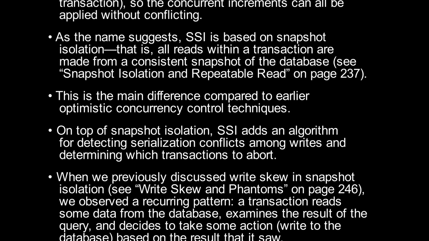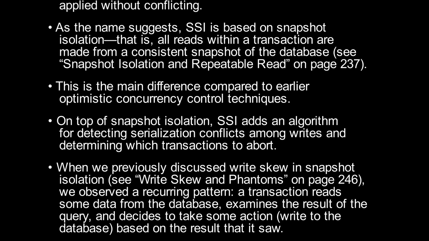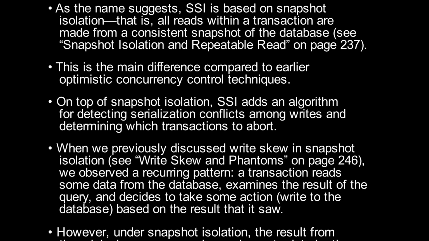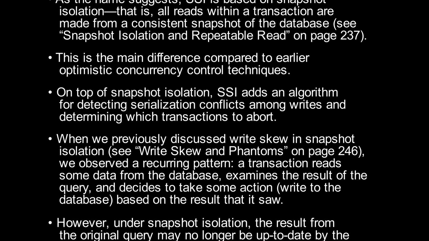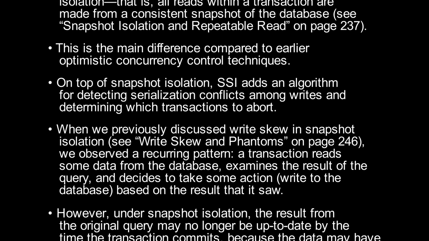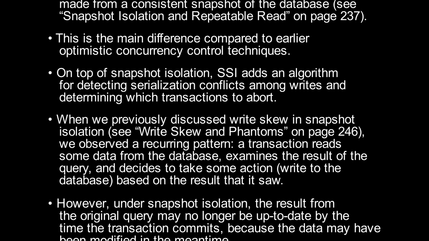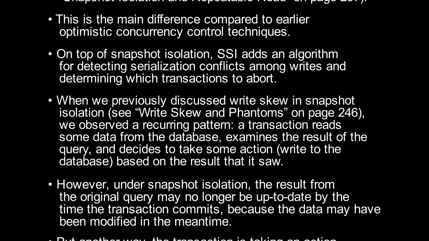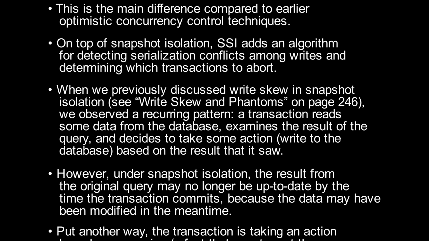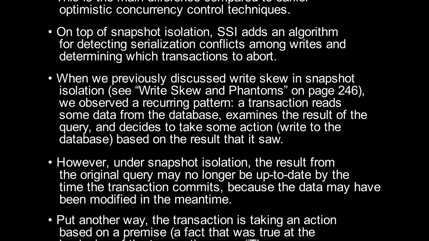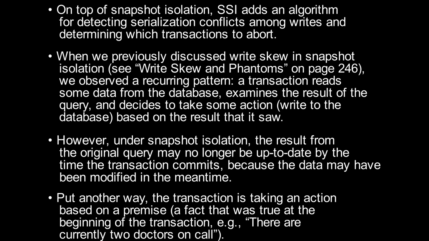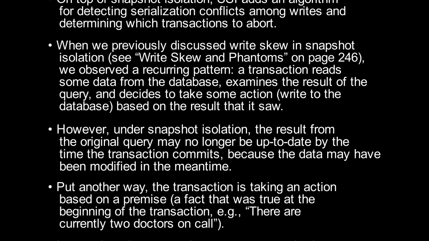When we previously discussed write skew and snapshot isolation, see write skew and phantoms on page 246, we observed a recurring pattern. A transaction reads some data from the database, examines the result of the query, and decides to take some action (write to the database) based on the result that it saw. However, under snapshot isolation, the result from the original query may no longer be up to date by the time the transaction commits, because the data may have been modified in the meantime.